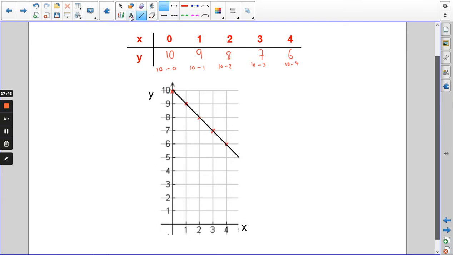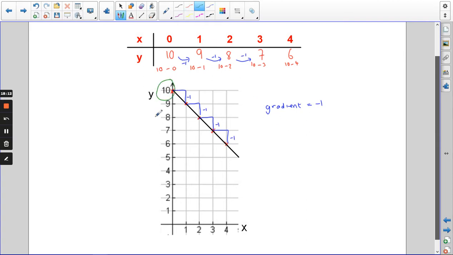Okay, if I showed you the gradient with steps, this time the steps are going down in 1, so we would say it's got a gradient of minus 1 this time, because it's going down, and it's going down in steps of 1, and you can see that in the table as well, look. Take away 1, take away 1, take away 1. Okay, so the gradient this time would be minus 1. And where does it cross the y-axis? At 10. So we could say that the y-intercept is 10.